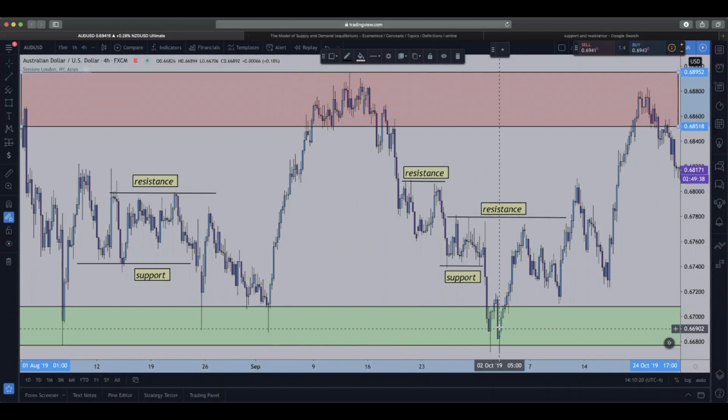And as you can see, once we reach this green area, right, now there's going to be high demand in AUD USD because there's less of the currency, right? There's more dollars being pushed in. So we got to balance the market out and push it back up, right, to make it even again.